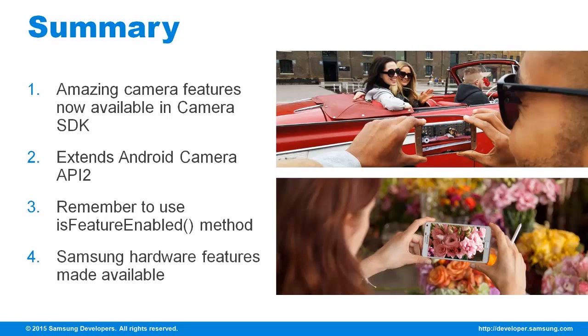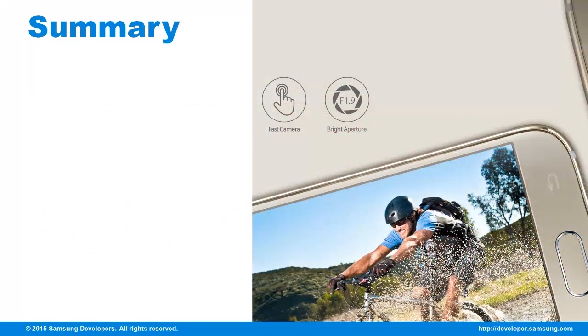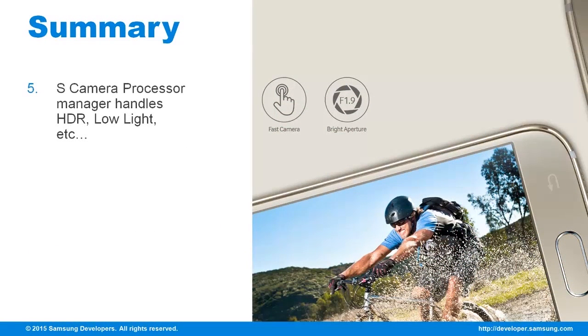With Camera SDK, Samsung special features such as fast phase autofocus, real-time HDR, OIS, and preset metering modes are made available at your disposal. The S-Camera processor makes great photos through the Processor Manager, which handles HDR, low light, depth of field, panorama, and effect.